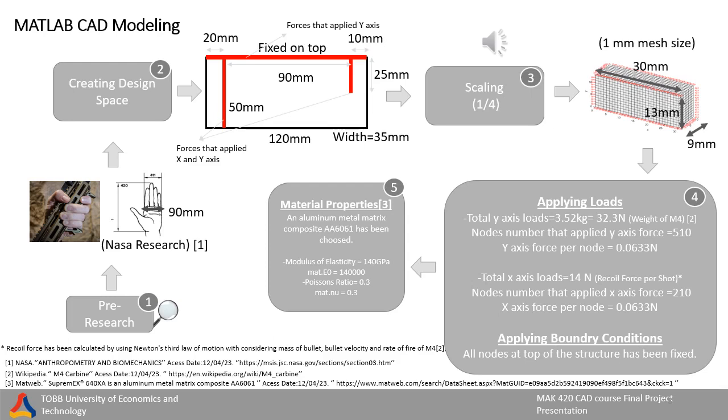Then we determined our material properties. We use aluminum composite AA6061, which is commonly used in gun grips. The material has 1440 gigapascal modulus of elasticity and 0.3 Poisson ratio.